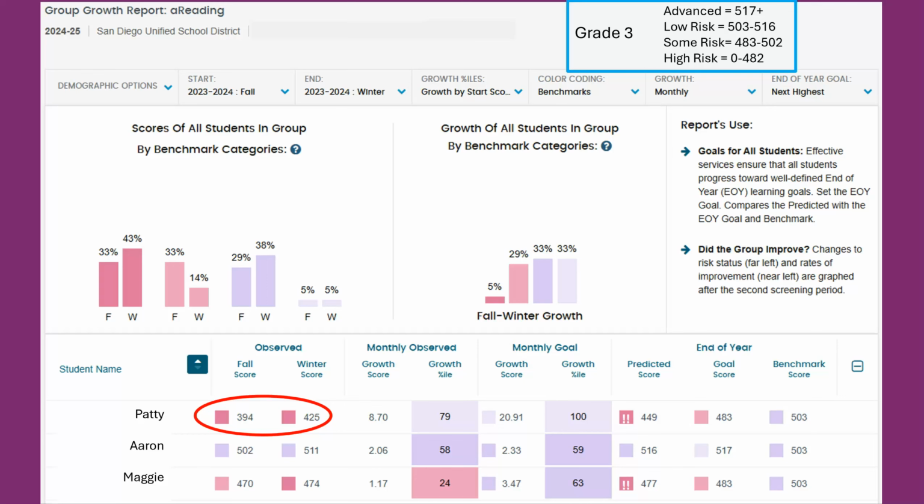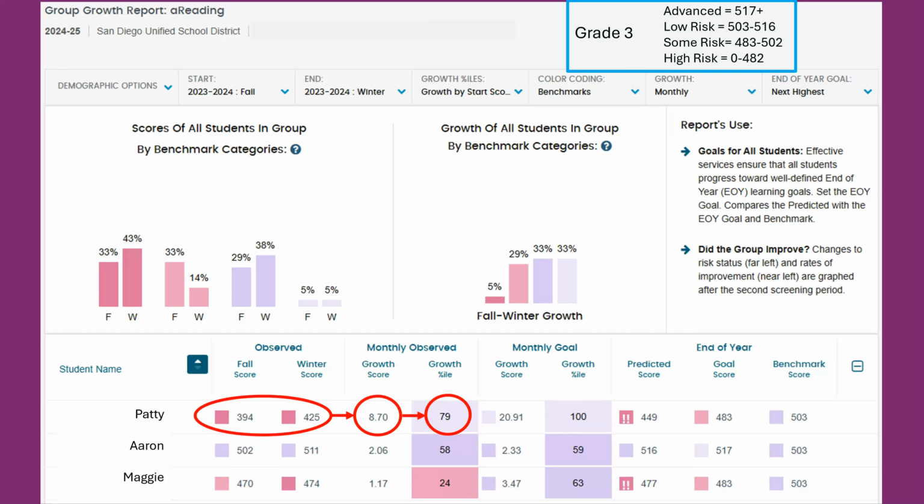When FAST calculated her monthly observed growth score by taking into consideration the exact date she took each assessment, it found that her growth score per month equaled 8.7 points, which put her in the 79th percentile of growth when compared to other third grade students with similar start score.